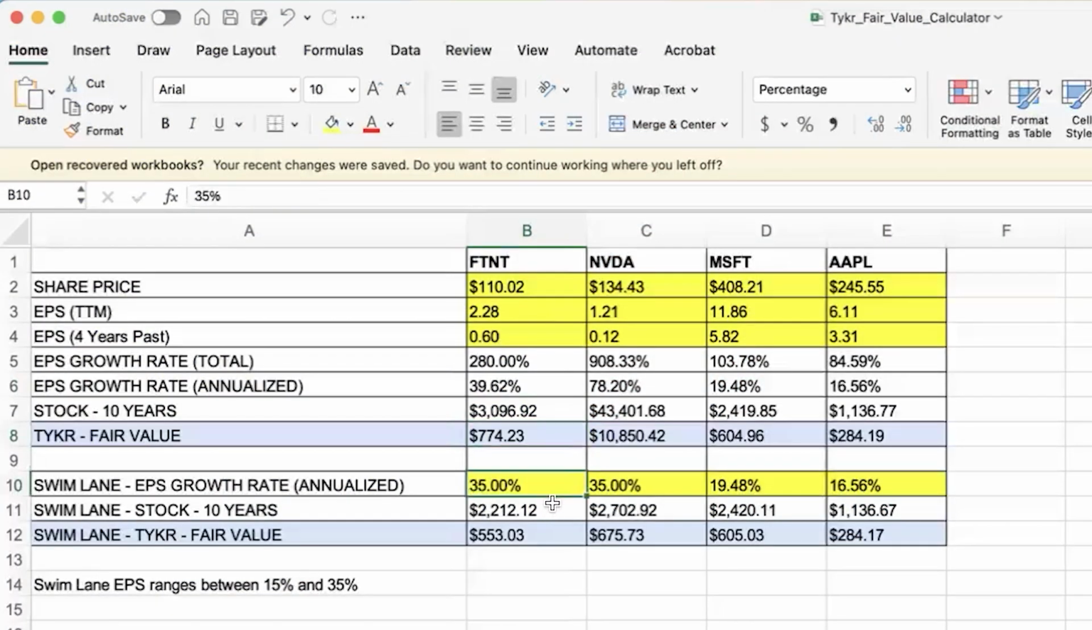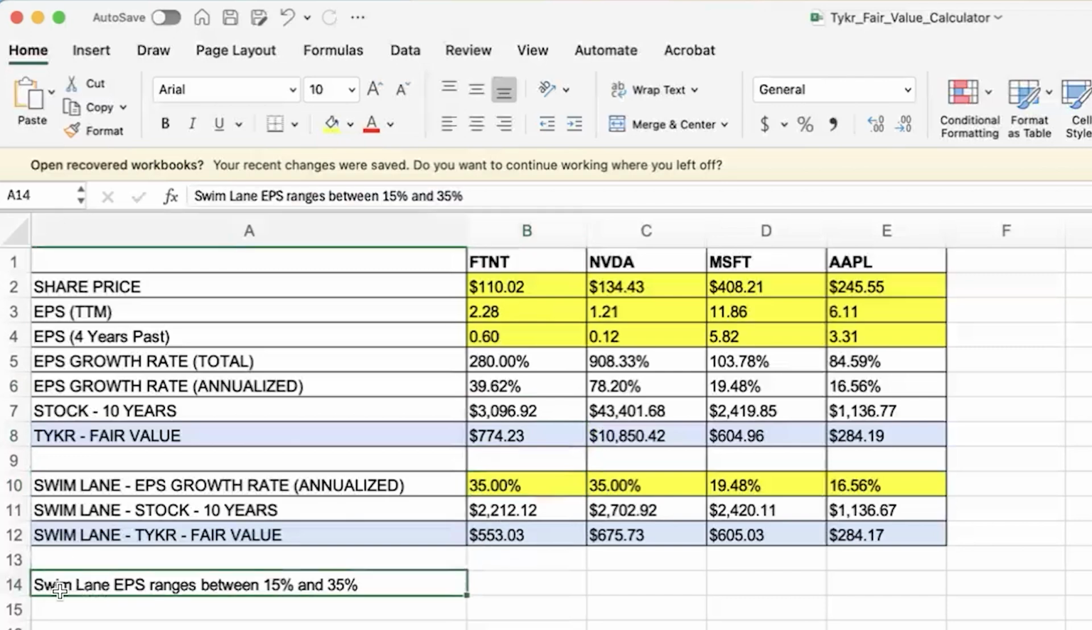So what we do here is we have a swim lane. You can see this note here. The lowest end will cap at 15%. So let's say an annualized return is not 39. Let's say it was 9%. That's too low. We're going to bring that up to 15, and then we're going to cap the top end at 35%. We did a lot of testing around this and really found that swim lane to be a nice, conservative, focused valuation. And that's why we use this methodology in Tykr. So again, low end 15, high end 35.